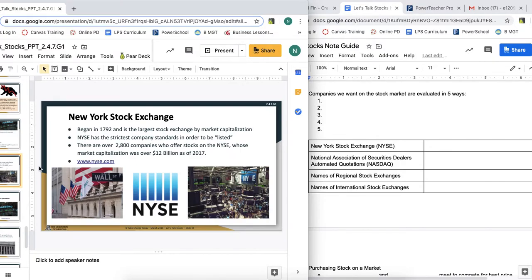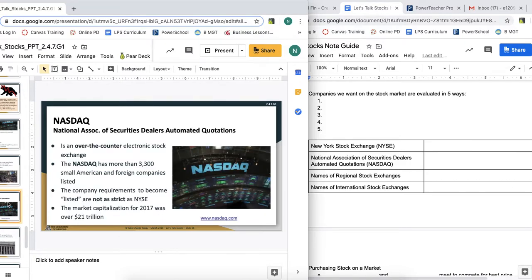All right, so the New York Stock Exchange, probably the one that you are most familiar with. This is the Wall Street kind of stock exchange. So this started in 1792. It is the largest stock exchange based on market cap. And they have the strictest company standards in order to be listed. So they are going to be the most strict when evaluating companies that are going to be sold on their stock exchange. This one houses over 2,800 companies, but their market cap was over $12 billion as of 2017.